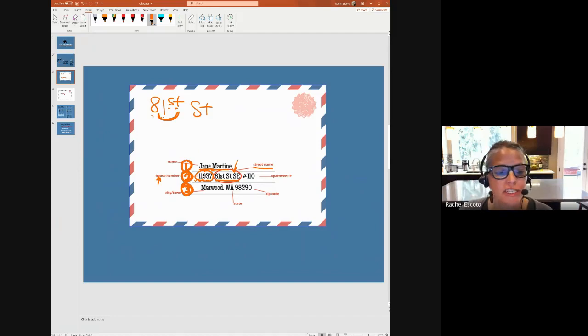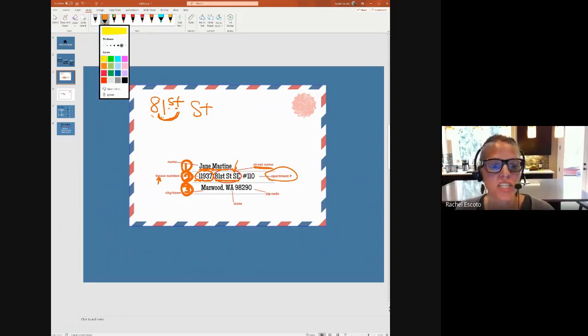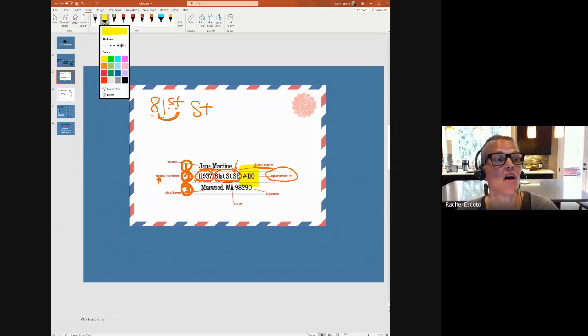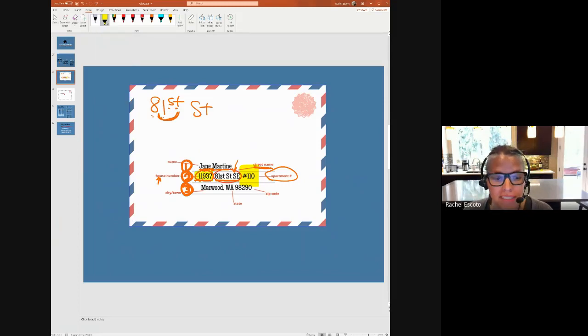81st Street. And we're going to talk about this one in a minute. Okay. After you give your house number and your street name, then we give the apartment number if there is an apartment number. Jane Martine lives in apartment 110, so we are including that on the line, right? So we have that she lives at 11937 81st Street Southeast. And here we say number 110 or maybe apartment 110.